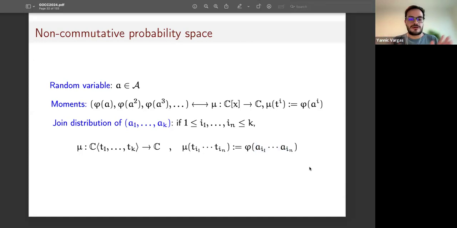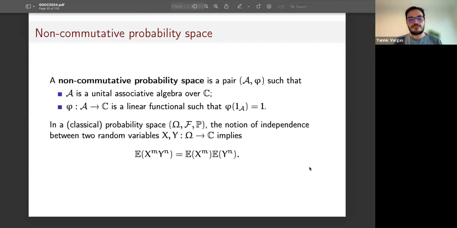So here I'm showing you just some of the translation between one word and another, but there is a full dictionary on what's going on in the non-commutative probability space with respect to the classical behavior of probability theory. So in classical probability, assume we have two random variables that are independent. That leads us to the calculation of the expectation of the product of powers of both random variables being just the product of the expectations of the corresponding powers of the random variables.